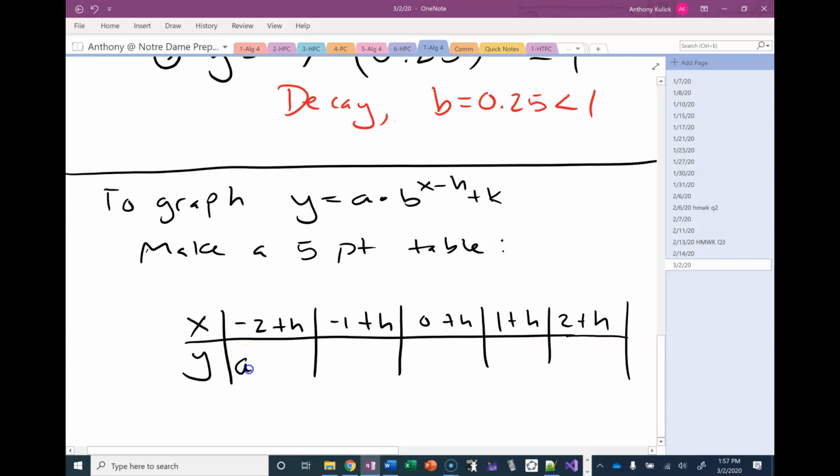And then we can find our y's. That's the wrong spot.